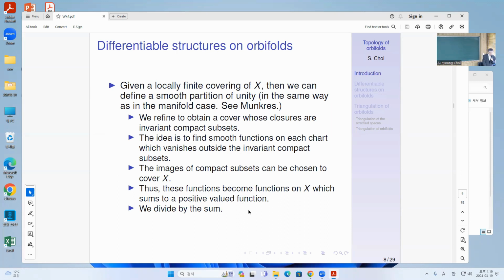So the argument is very similar. You just need some invariance here. Okay. So for invariance, we just have to take, this is a finite group, you just take the image and then average them together to get a function which is invariant. Okay. So this is a finite group.